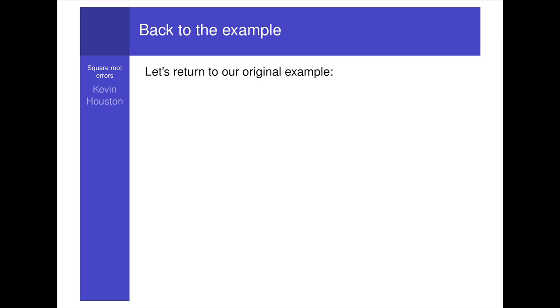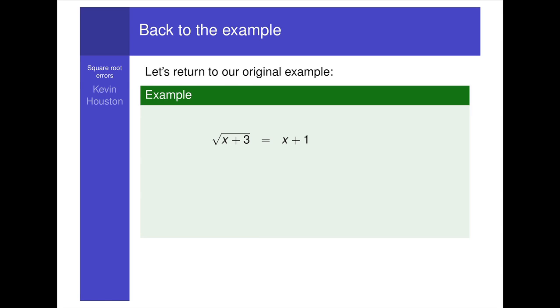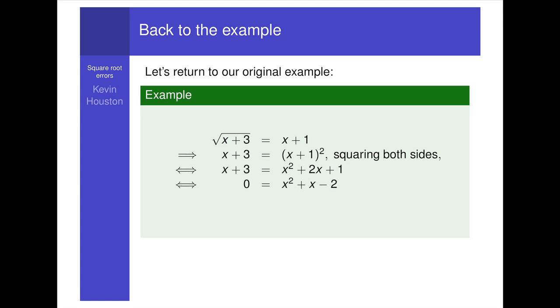Let's return to our example. The square root of x plus 3 equals x plus 1 implies that x plus 3 equals (x plus 1) squared, by squaring both sides. That's if and only if, in other words, this equation is equivalent to the one above, x plus 3 equals x squared plus 2x plus 1. That's equivalent to 0 equals x squared plus x minus 2, which is equivalent to 0 equals (x minus 1) times (x plus 2), which is equivalent to x equals 1 or x equals minus 2.